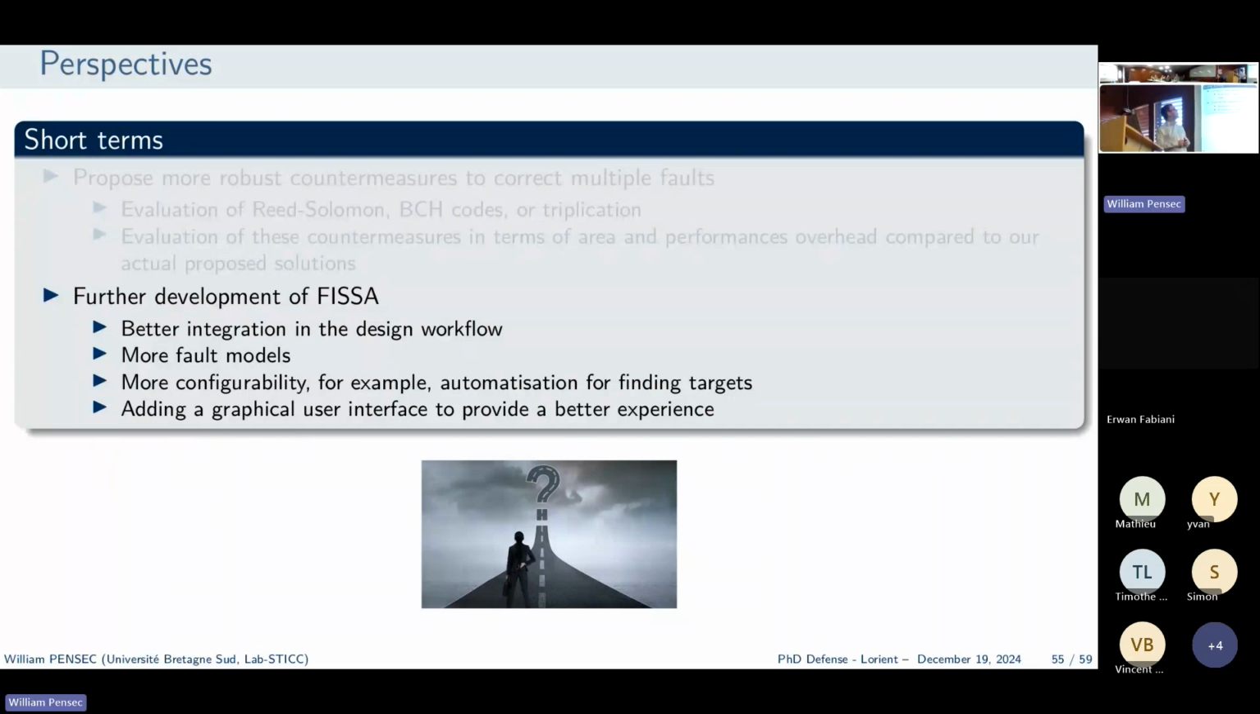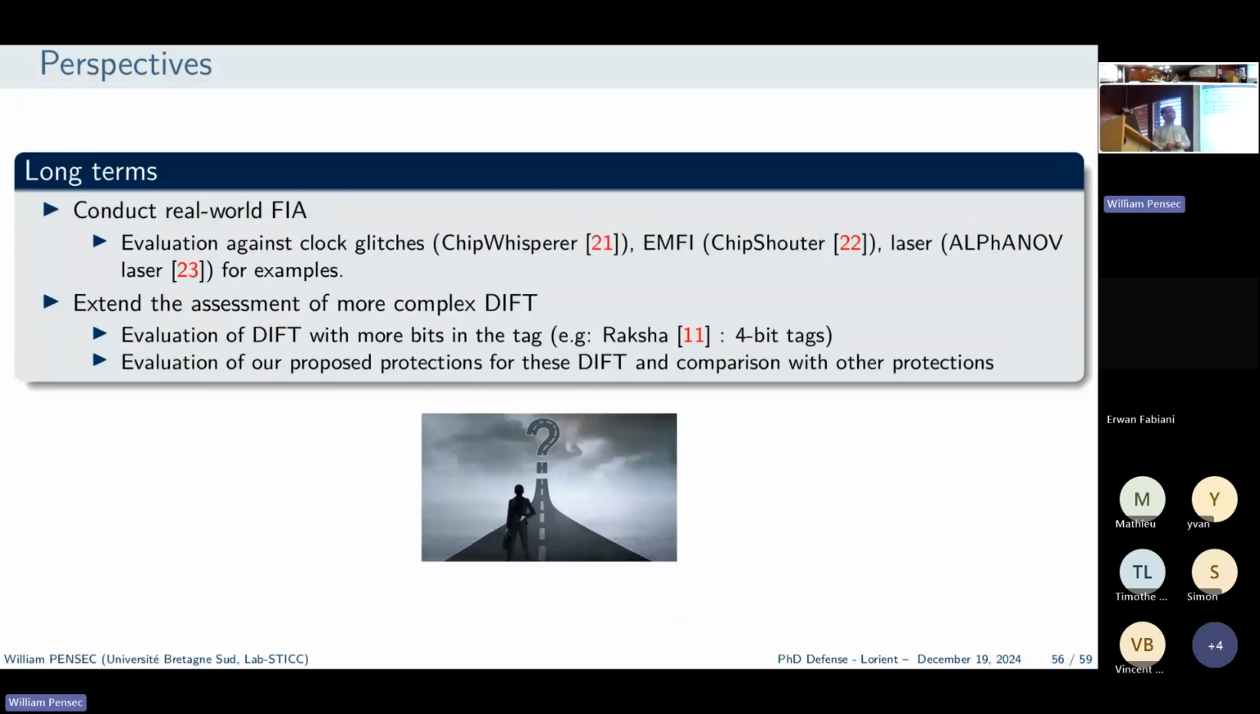In the long term, I would like to conduct real-world fault injection attacks. For example, we would consider clock glitches with ChipWhisperer, electromagnetic fault injection attacks with ChipShouter, and maybe laser for the different models I'm considering. For example, I'm setting up an Alphanov laser with 2 or 4 spots.